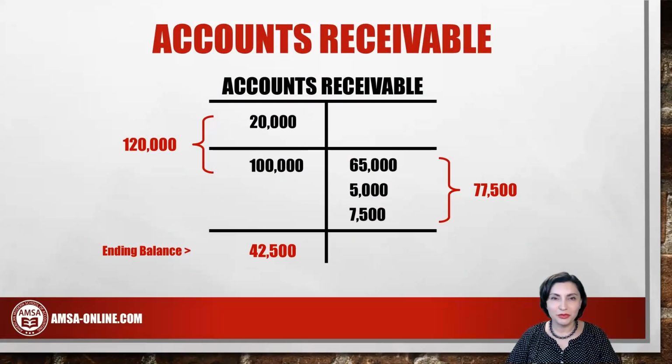Now let's do the calculation. We have $120,000 in debits and $77,500 in credits. The difference is $42,500. This is your ending balance. This amount will be reported on the balance sheet at the end of the year.